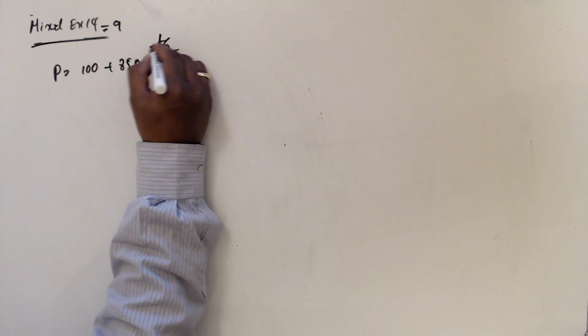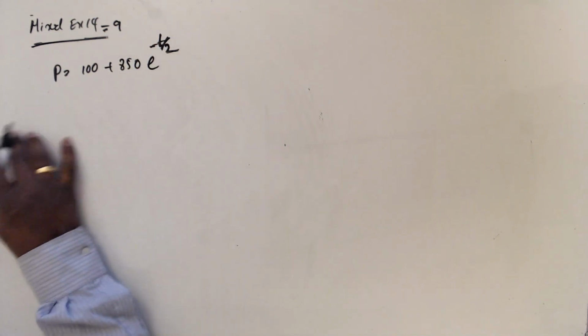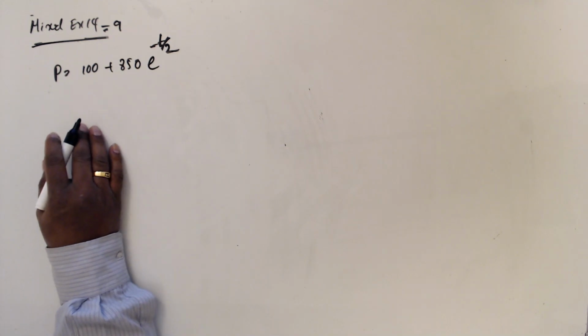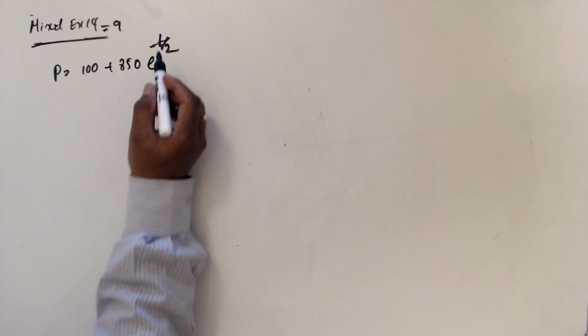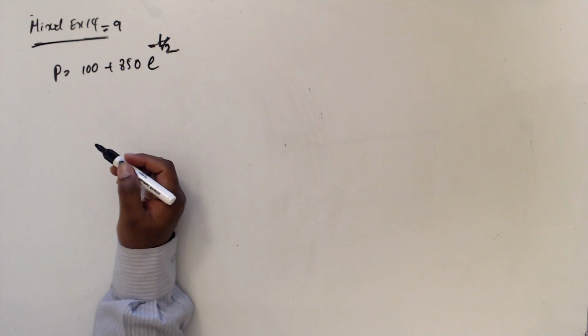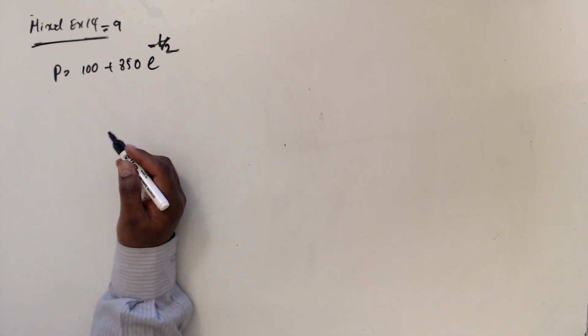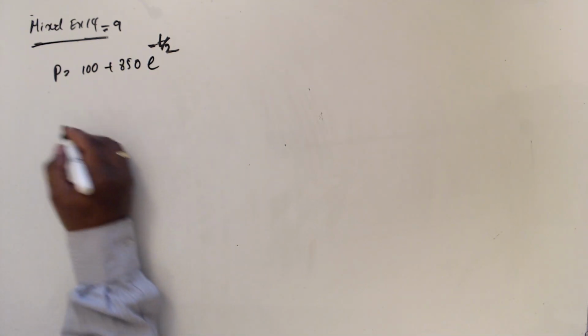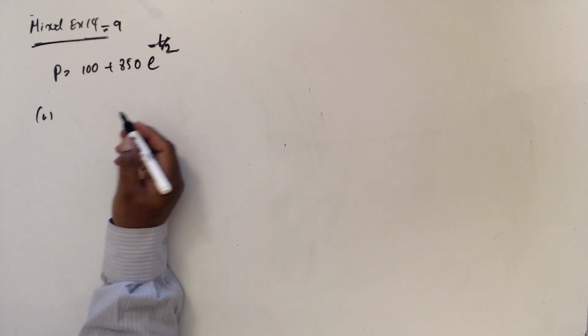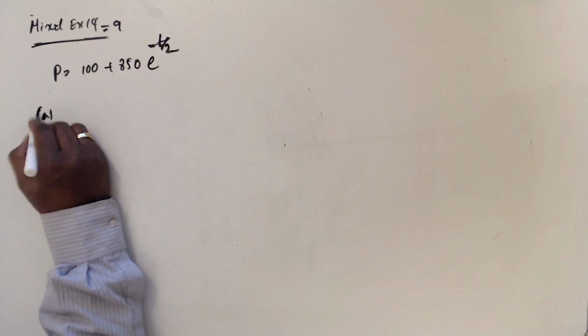Question number 9. When you look at this kind of sum, what is P and what is T exactly? P is the price and T is the time, starting just after purchase. That is the important thing. Part A: calculate the new price of the system just when you purchase.